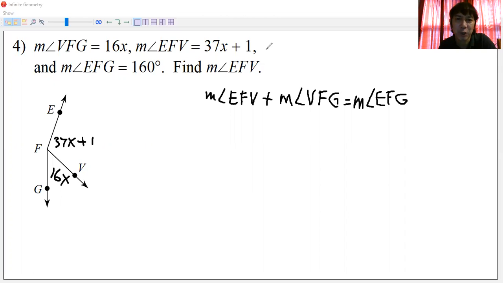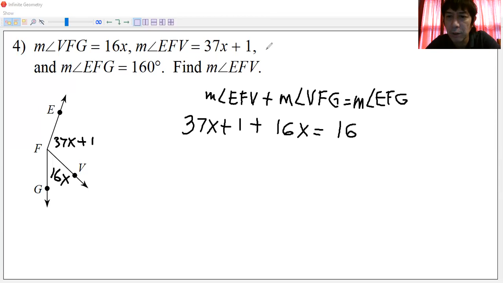All right. Now let's substitute the given numbers and expressions. We have the measure of EFV, that's 37x plus 1. And this is plus VFG, that's 16x. And this is equal to the EFG, and that's a constant, 160. All right, so we have the equation. We're going to solve for x first, and then substitute it in the expression for EFV. So we're going to combine like terms here.